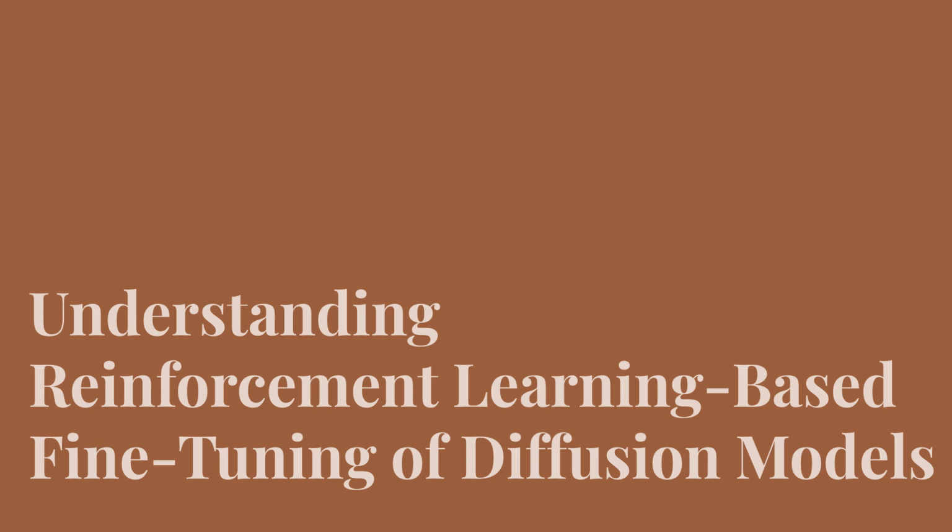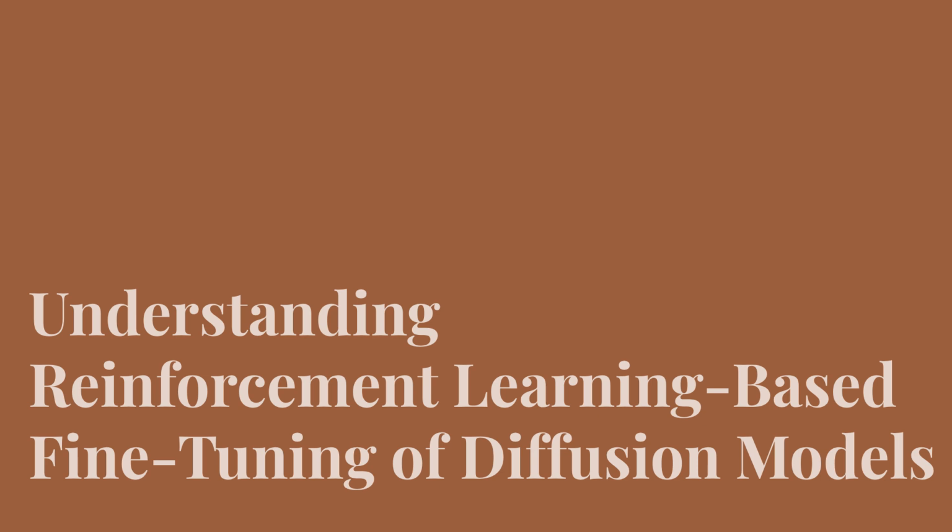That sounds really interesting. Can you break down what diffusion models are for our listeners who might not be familiar? Of course, diffusion models are a type of generative model that's become really popular in recent years. They work by gradually adding noise to data and then learning to reverse that process. It's like slowly turning a clear image into static and then learning how to turn that static back into the original image. Fascinating. And how does reinforcement learning come into play here?